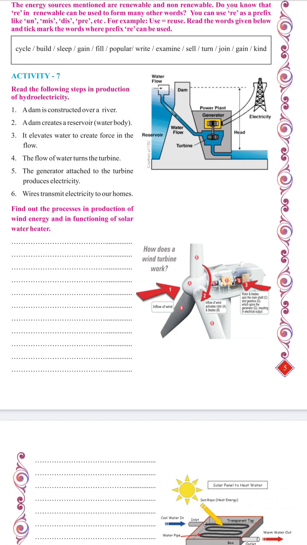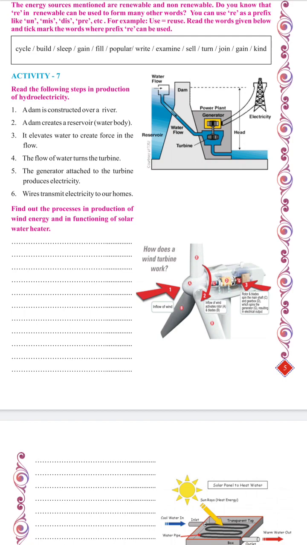Means when the water is falling from a certain height, it will fall with speed. So whatever comes in between, it will try to destroy it. If it is movable, it will try to move it. Like the turbine is movable, so the flow of water makes the turbine move. The flow of water turns the turbine. The generator attached to the turbine produces electricity. Then wires transmit electricity to our houses.